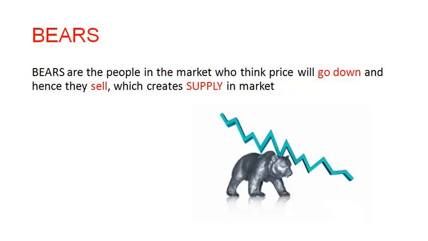So at certain points of time you are a bull, at certain points of time you are a bear, and you keep on moving between these two animals, being a bull and a bear. There is nobody in the market who thinks consistently that the price is going to go up and hence keeps on buying. So there is nobody called a bull or a bear permanently. But at certain points of time you are a bull, at certain points of time you are a bear.